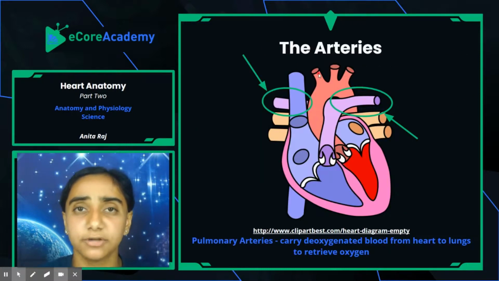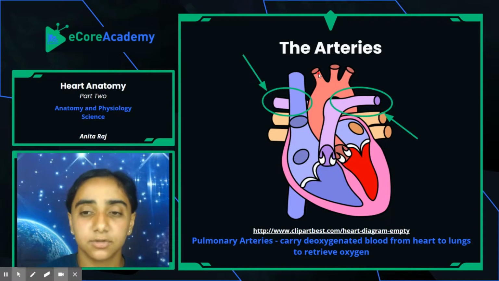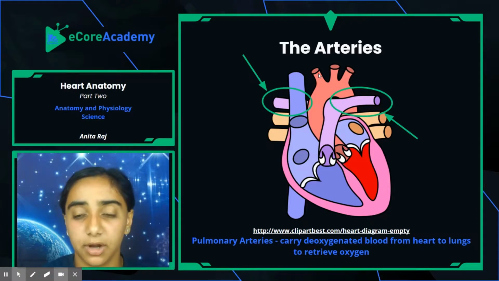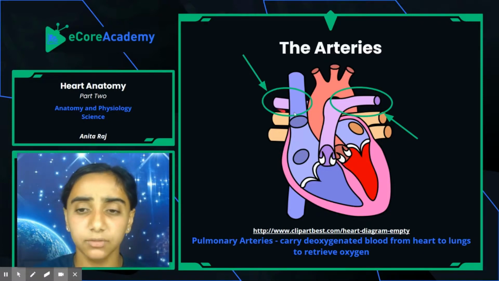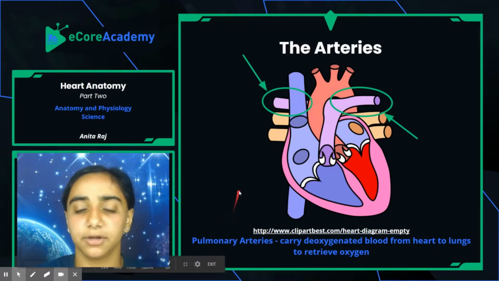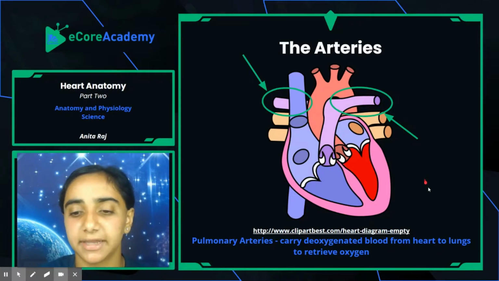Now let's look at some of the arteries that are actually part of this system. I know I keep talking about arteries that go throughout your body, but you have arteries that are actually part of the heart itself to oxygenate the blood. And these are called the pulmonary arteries. The pulmonary arteries are right here. This is your left pulmonary artery, and this is your right pulmonary artery. They're circled right here. The prefix pulmonary relates to your lungs. So these have to do with the flow from your heart to your lungs. They carry deoxygenated blood from the heart to the lungs to retrieve oxygen.